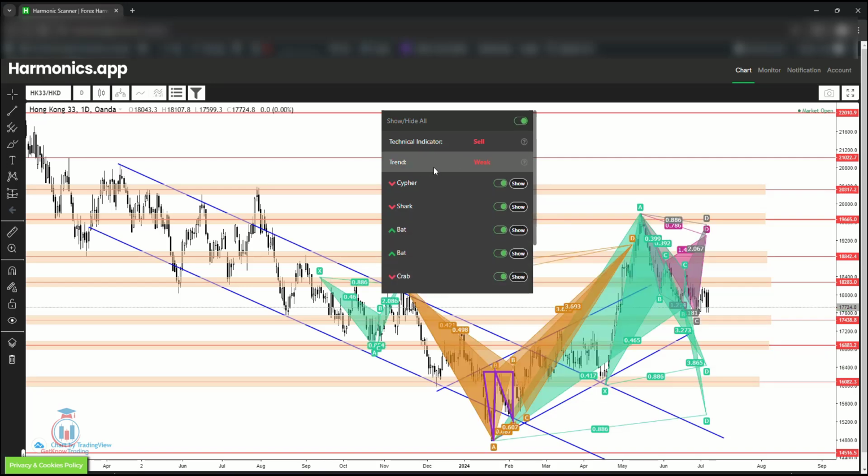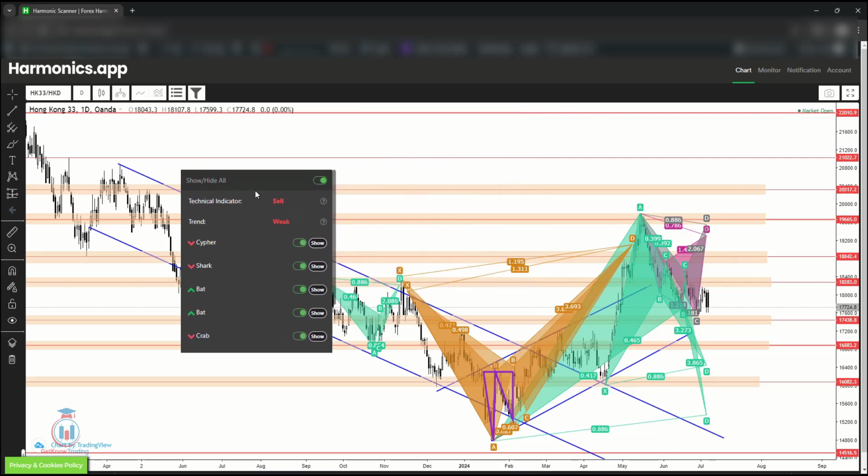Now you also have the possibility to see the trend. The trend shows you the current status of the market, and here is the notification of when to use the trend. Then you have a technical indicator which tells you sell, which shows you the result of multiple indicators such as moving average, RSI, and MACD.